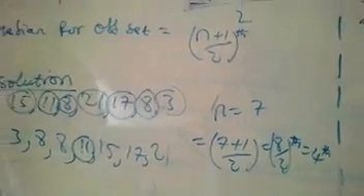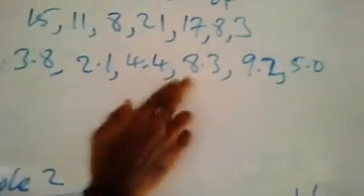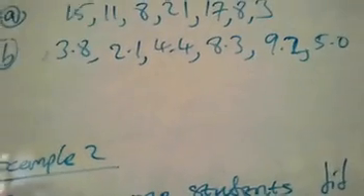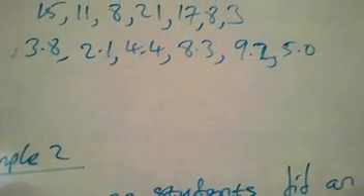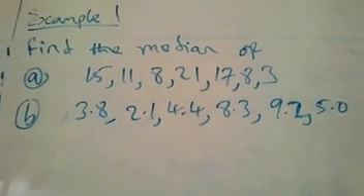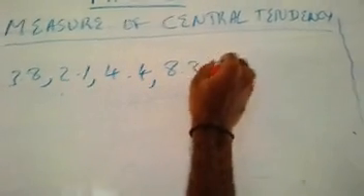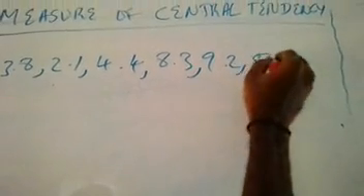Now, the second part of this example 1, they said we should find the median of these numbers. This is even. So we are going to look at how we do that one as well. Solution: we have 3.8, 2.1, 4.4, 8.3, 9.2, and 5.0.